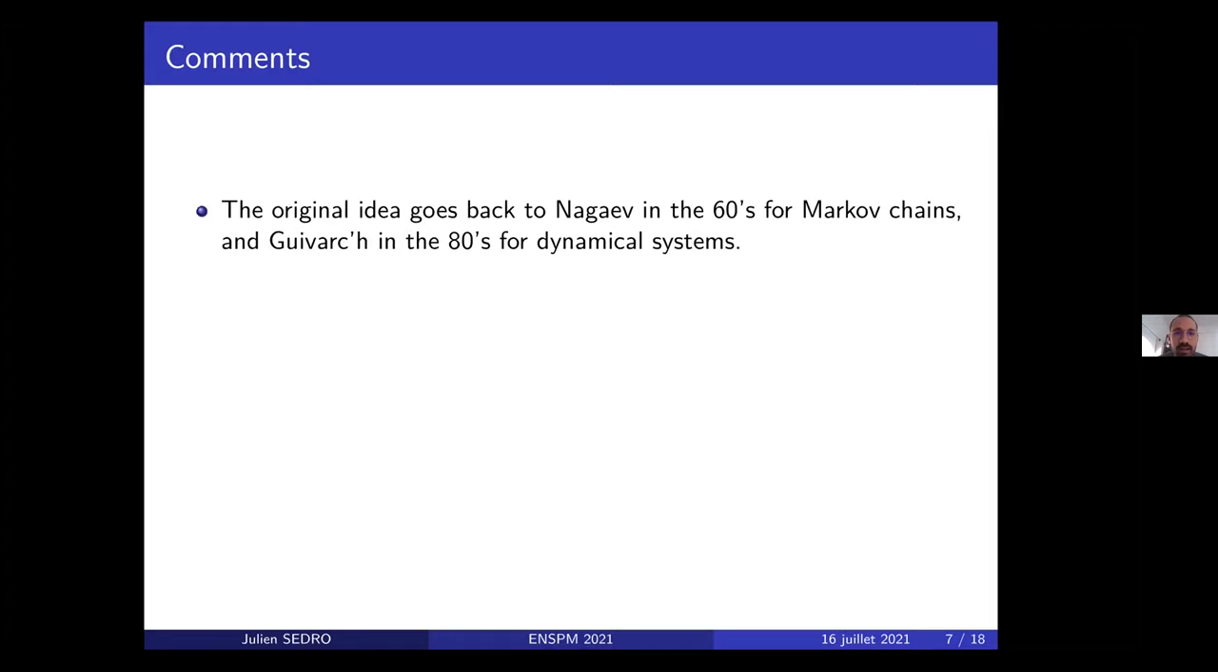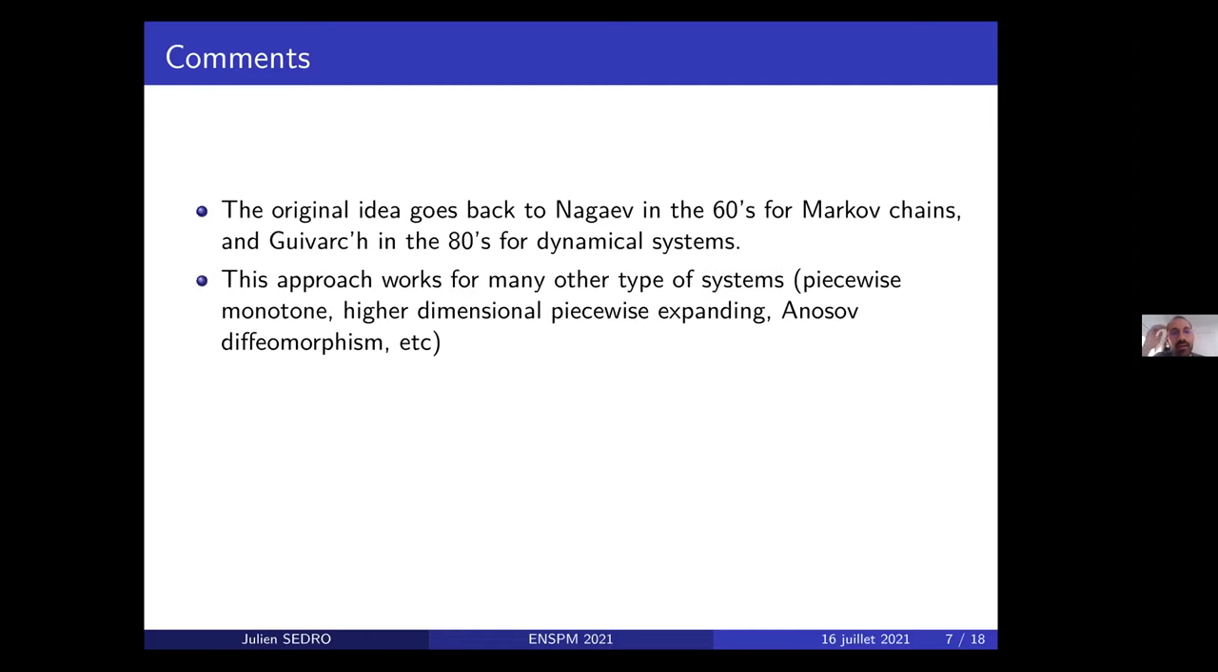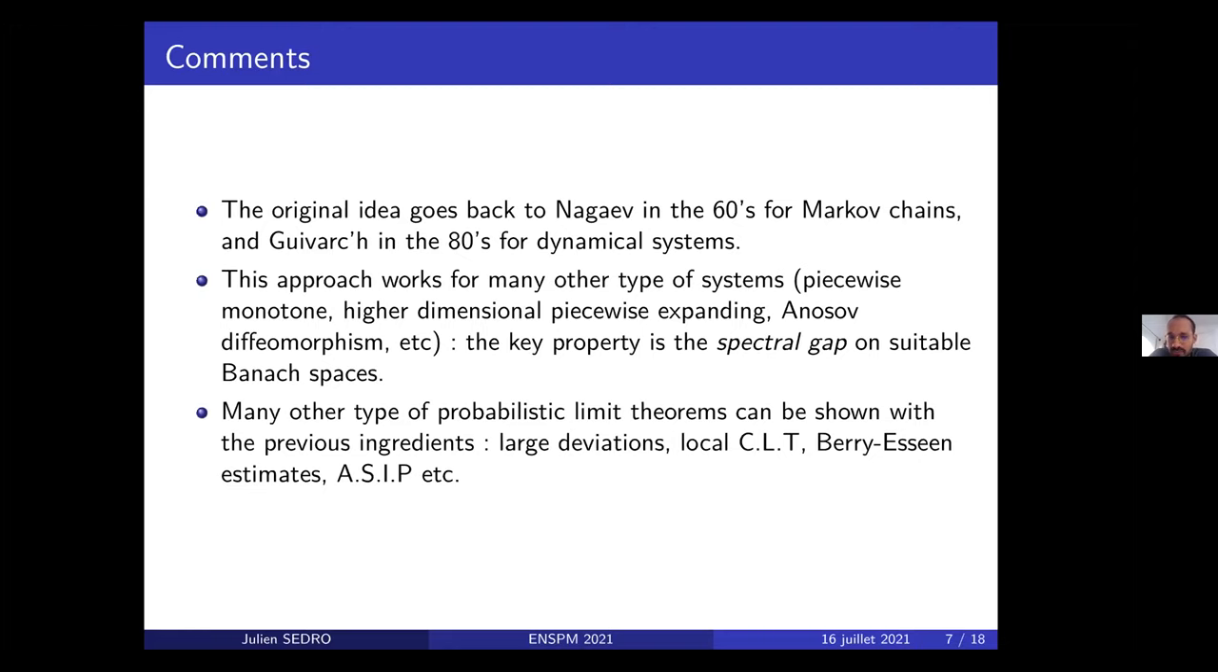So a few comments on this idea. The original idea goes back to Nagaev in the 60s for Markov chains and to Guivarc'h in the 80s for dynamical systems. I presented a very simple situation here of piecewise C2, piecewise expanding maps. But you can use the same proof for a very general type of system. The important property here is what I call the spectral gap property. So you just need a suitable Banach space for which this property holds. You can also show a lot of other types of probabilistic limit theorems with these ingredients, like large deviations, local central limit theorem, various estimates, almost sure invariance principle, etc.